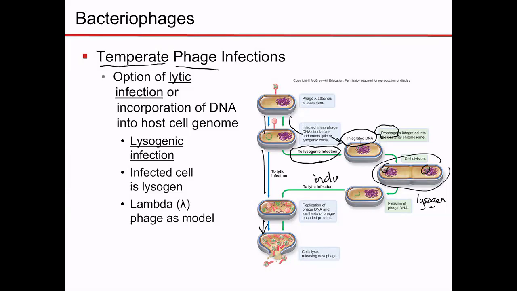So through a process of induction, all of a sudden, the genome of that virus will be excised from the chromosome of that cell. And once excised, that virus will start to replicate, producing copies of that genome. The viral genes will be expressed, the viral proteins will be produced, and then new viral particles can be assembled and finally released through a lytic process. That means the cell will be lysed to release the new viral progeny.